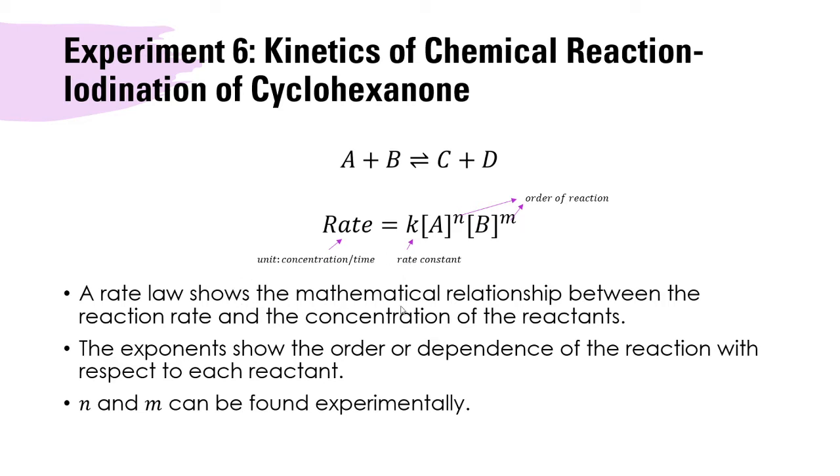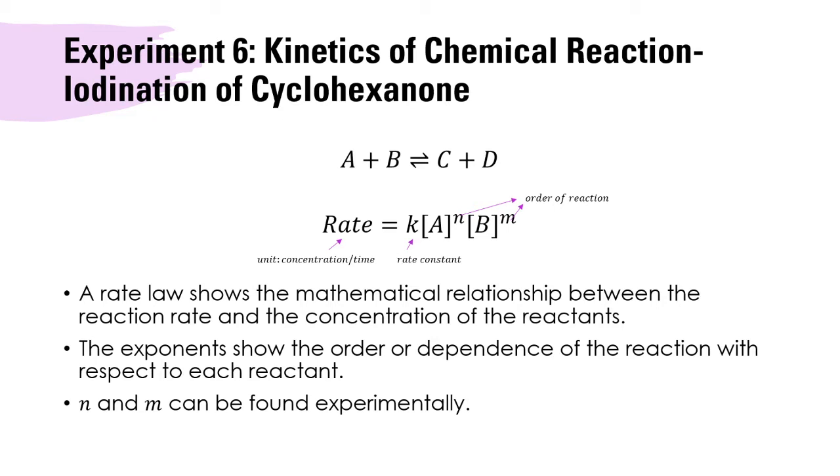So a rate law shows the mathematical relationship between the reaction rate and the concentration of the reactants. The exponents n and m show the order, or dependence, of the reaction with respect to each reactant, and k, n and m can only be found experimentally. In this particular experiment, you will find these values via the iodination of cyclohexanone.